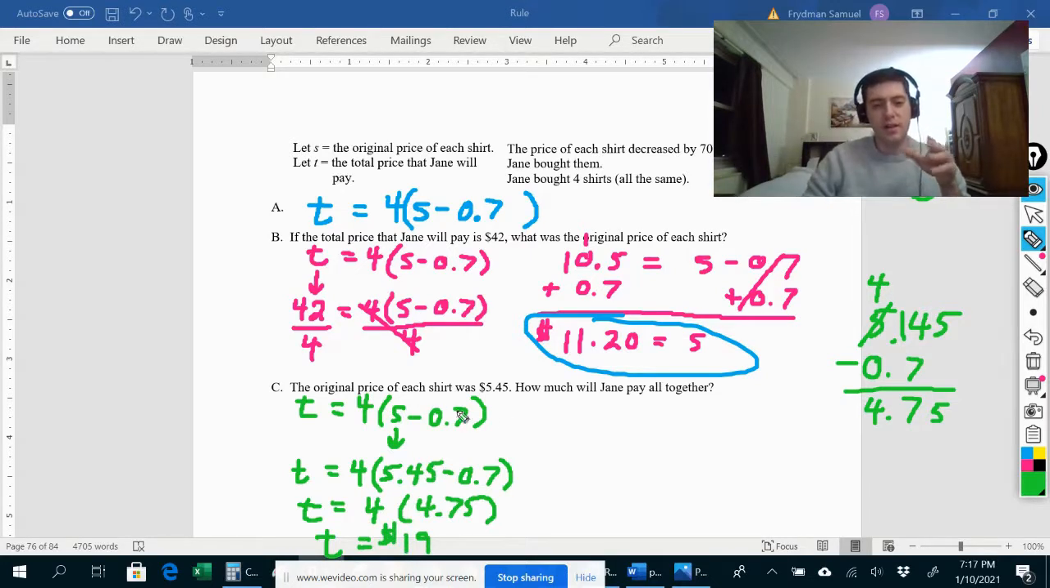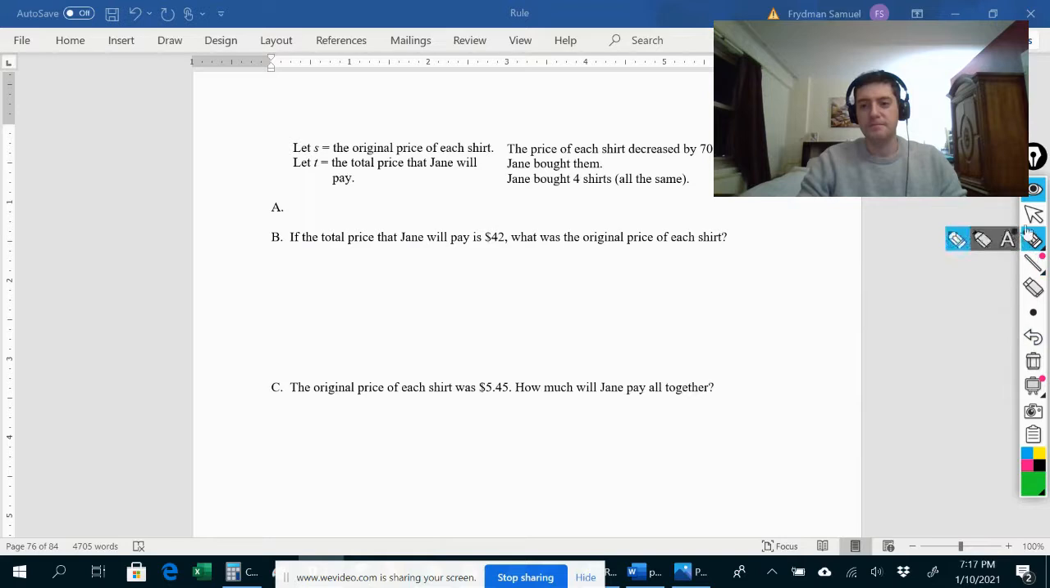So what's happening here is that the original price of each shirt was $5.45, but each shirt's price was reduced by 70 cents. So when Jane walks up to the register, she's really only going to have to pay $4.75 for each shirt. But since she's buying 4 of them, we do 4.75 times 4, and then we can figure out that the total she'll pay at the register is exactly $19, right? Okay, so that's that. Let's do one more problem here.